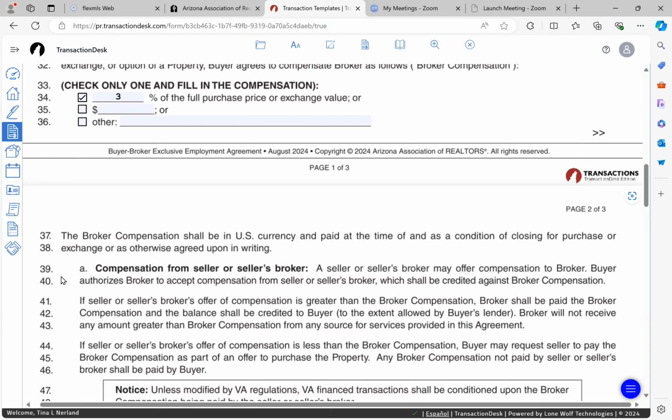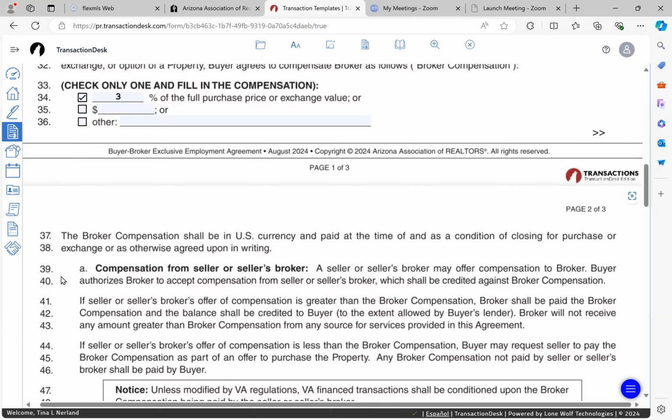So make sure that is explained. Broker will not receive any amount greater than broker compensation from any source or services provided in this agreement. So if the seller is willing to pay 3%, but your buyer broker is only 2.5%, you're out of luck. That goes to the buyer.